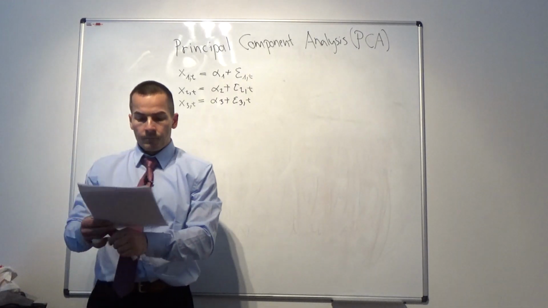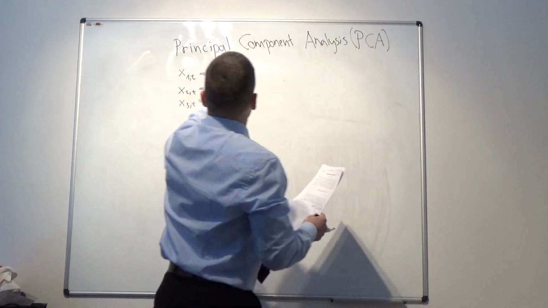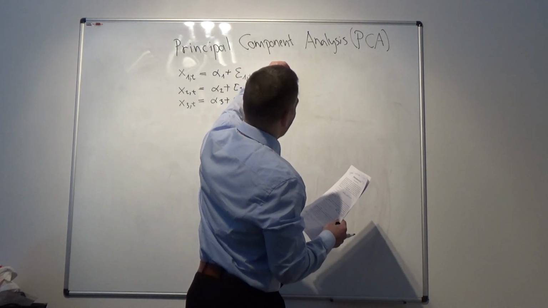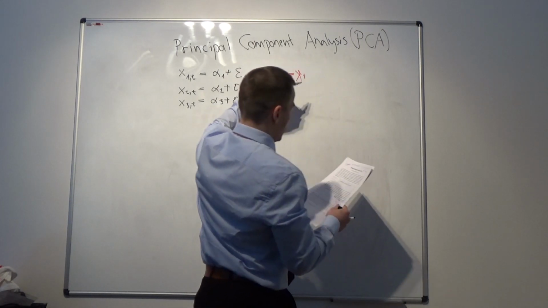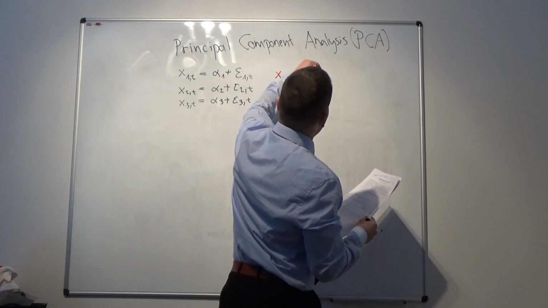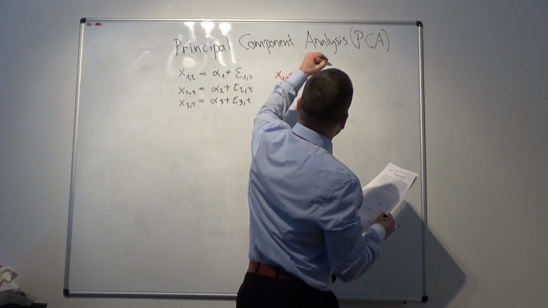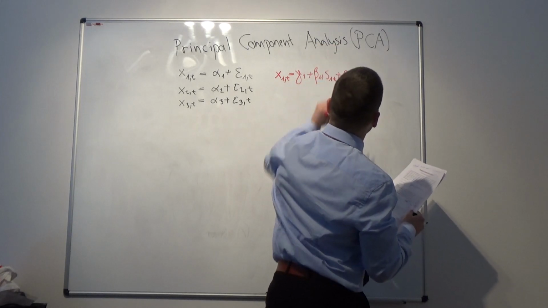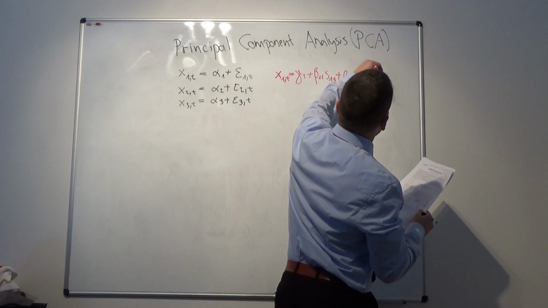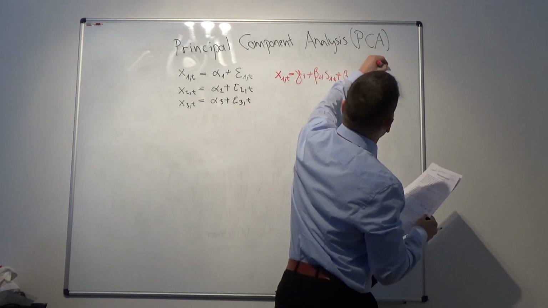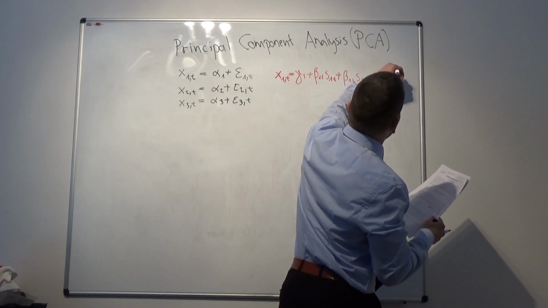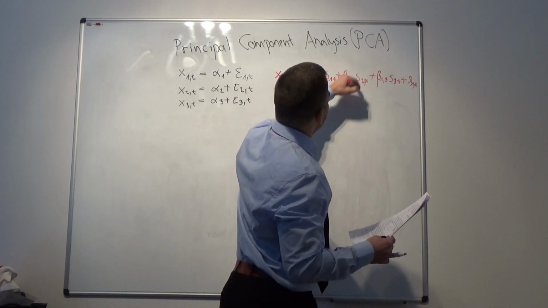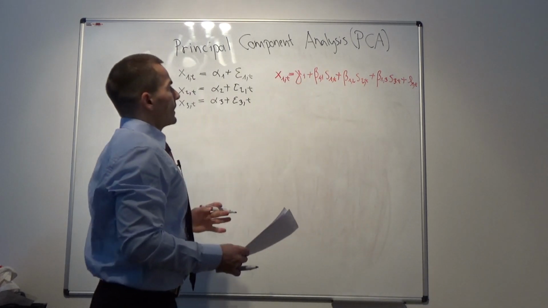So what we do is, okay, let's represent this equation here, x1, by the following equation. X1t is gamma 1 plus beta 1 1 times s1t plus beta 1 2 times s2t plus beta 1 3 times s3t plus an error term, let's call it e1t. We can here also put the commas to make it more clear what's going on.